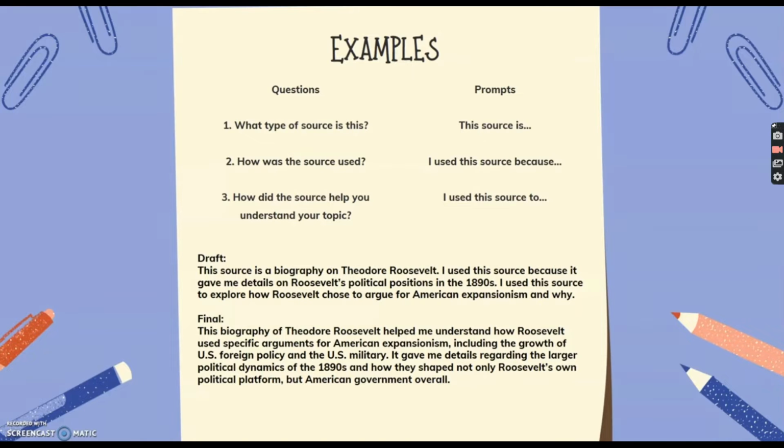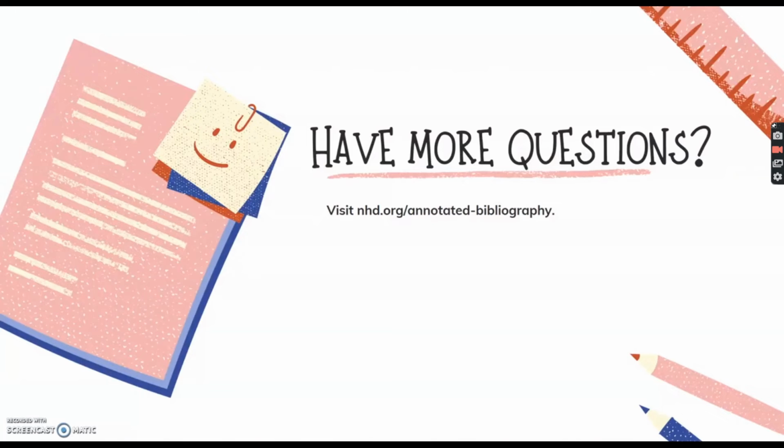They essentially do the same thing, but that final version gives a little more information. It sorts out a little bit of what Roosevelt's specific arguments are and how those are helpful for you to know for your project, but it also explains those details and why they're important to your topic. Hopefully this helps you write your annotations for your NHD project.